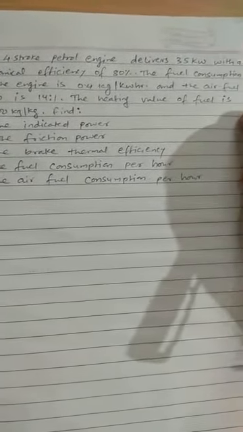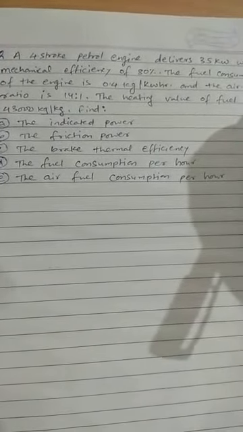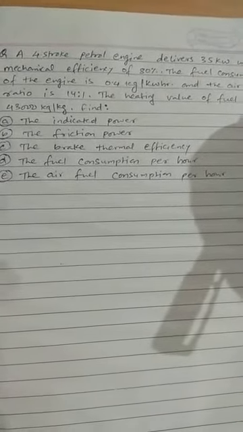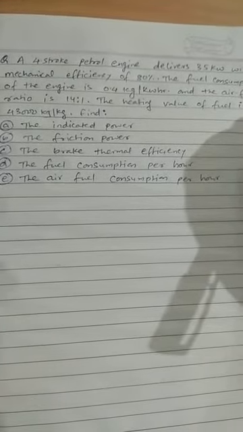The fuel consumption of the engine is 0.4 kg per kilowatt hour and the air fuel ratio is 14:1. The heating value of fuel is 43,000 kilojoule per kg. Then find first the indicated power, the frictional power, the brake thermal efficiency, the fuel consumption per hour, and the air consumption per hour.